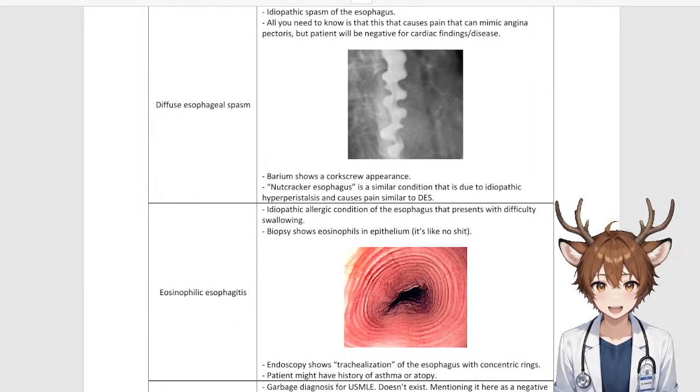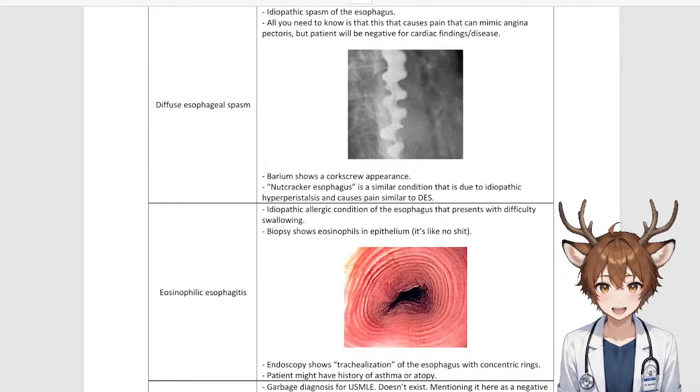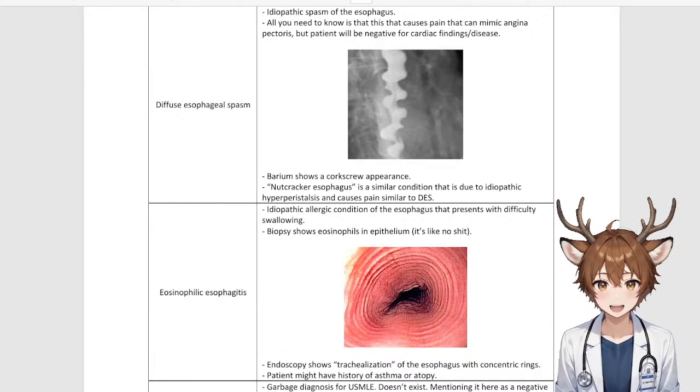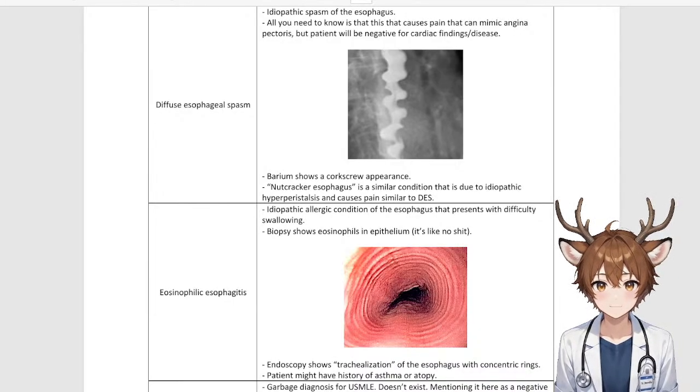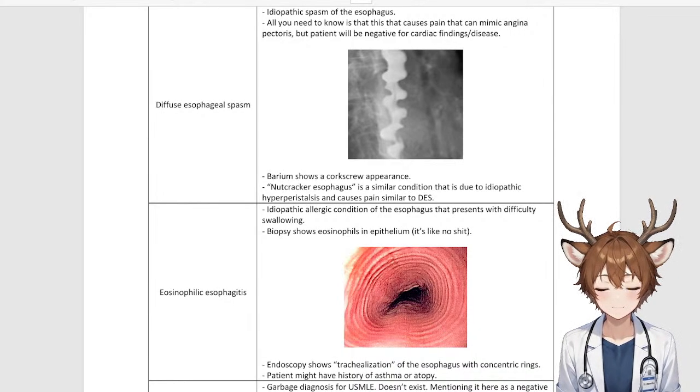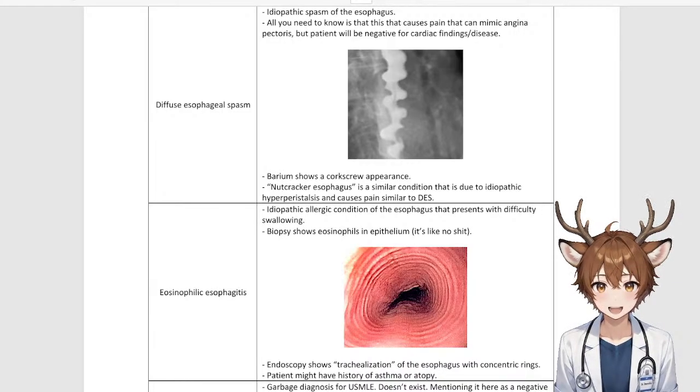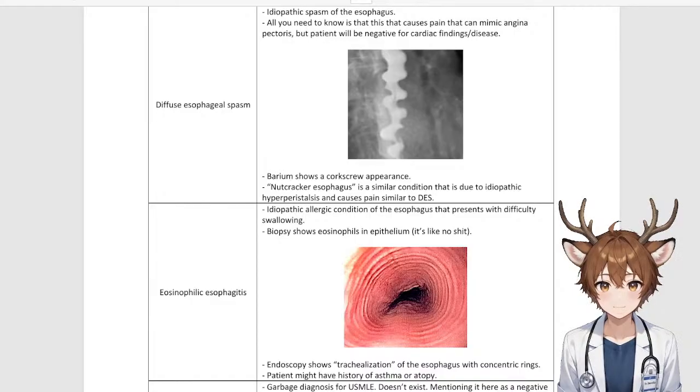Diffuse esophageal spasm. Idiopathic spasm of the esophagus. All you need to know is that this causes pain that can mimic angina pectoris, but the patient will be negative for cardiac findings and disease. So that's the esophageal spasm. Barium shows a corkscrew appearance. That's weird, which you can see there.